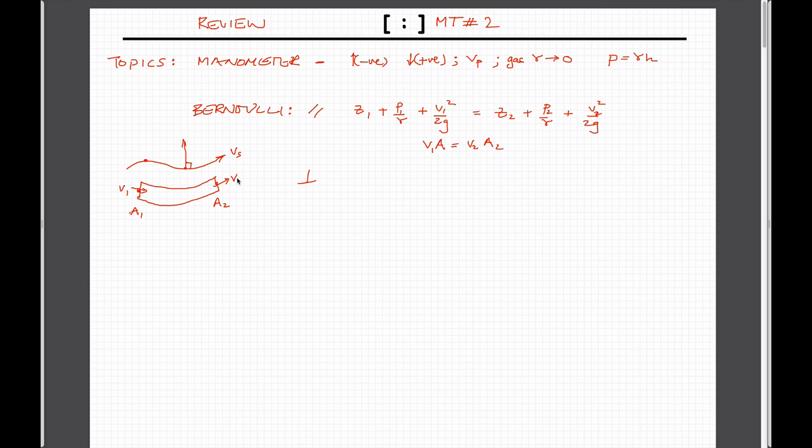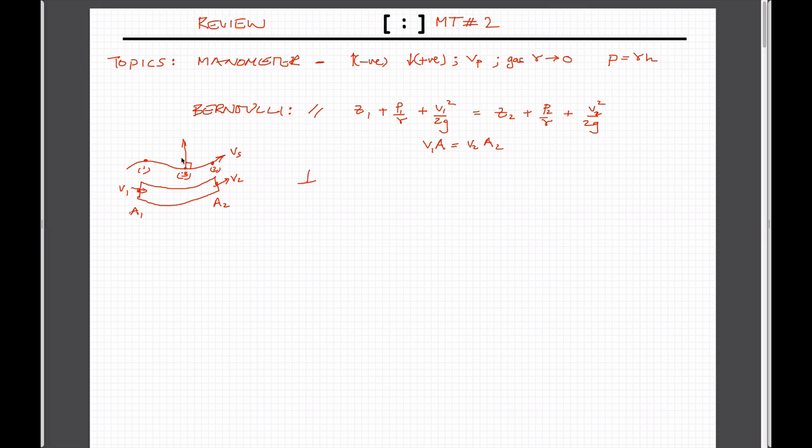The velocities are always in the direction of the streamline. That's the maximum direction. So when we start talking about things normal to the streamline, of course, there's no velocity in that direction. So the velocity that you'd want to use would be along the streamline, but it's the pressure that you look at as you track across here.